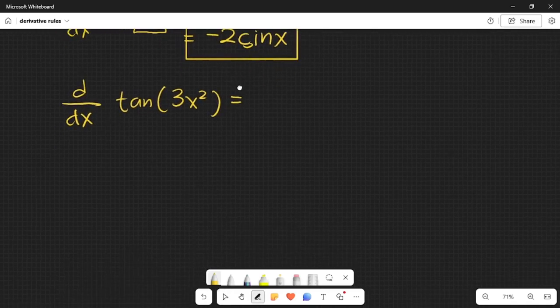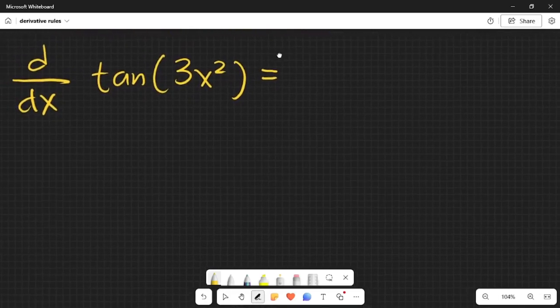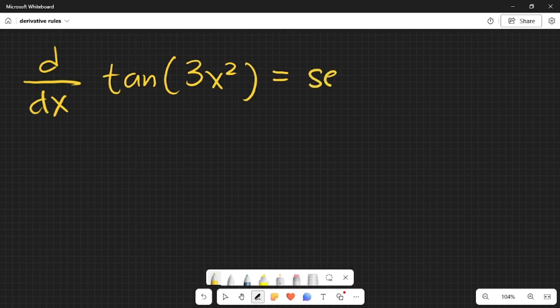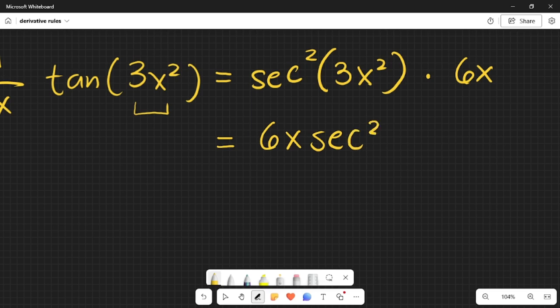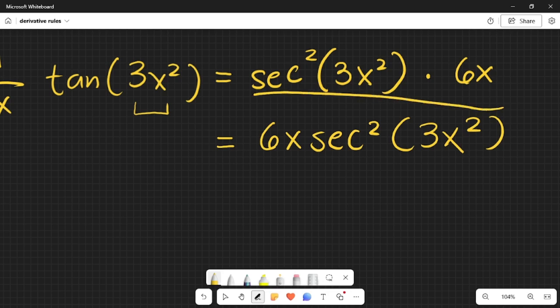So we're going to go back. We're going to put secant squared, and then we're going to copy everything inside the function, so it would be 3x squared. And then we're going to multiply it by the derivative of what's inside the function, which is 6x. We're going to multiply these two. It would be 6x secant squared 3x squared. And that's our final answer.